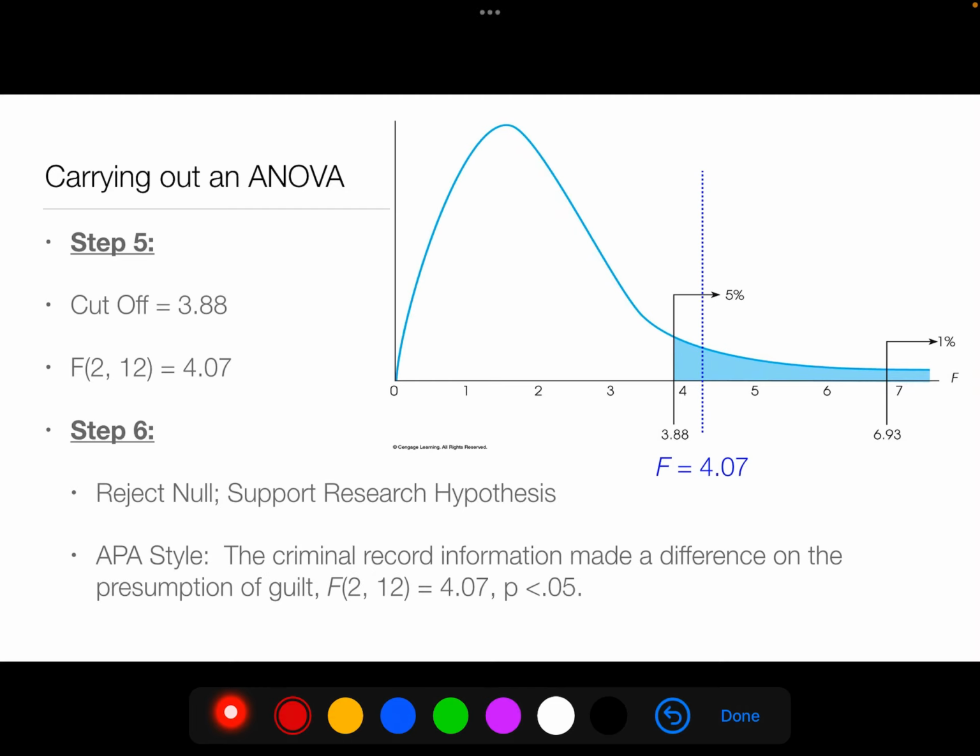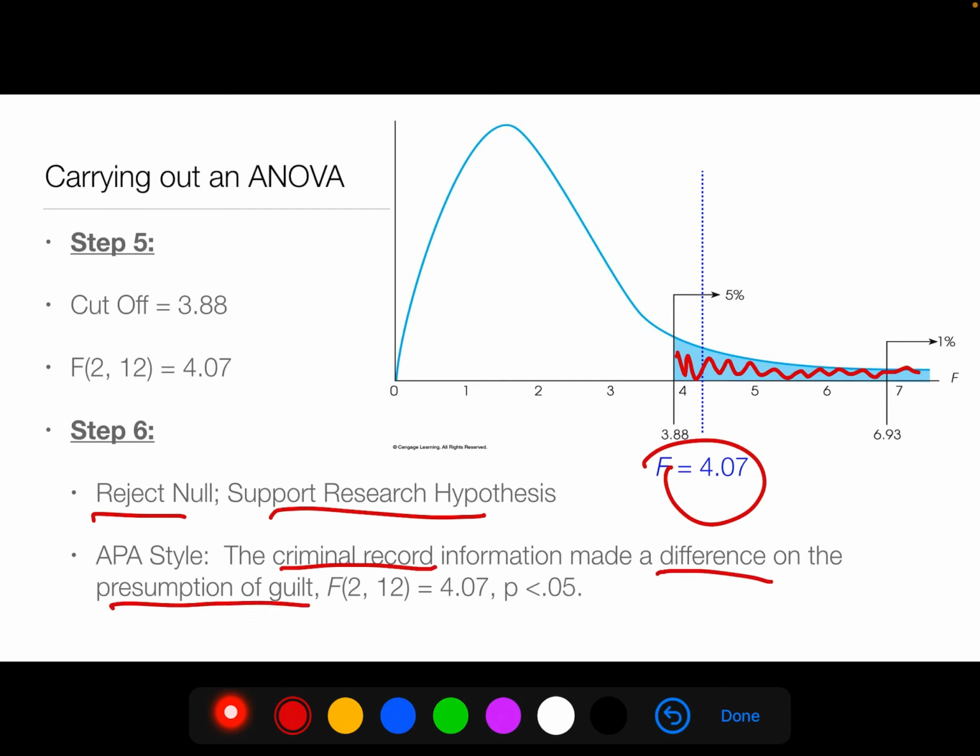And so we're going to be able to reject the null. Our value is in this critical region, right? So we're going to be able to reject the null and support our research hypothesis. An APA style finding here would again have what we manipulated. Our criminal record information made a difference. We don't know what kind of difference. We just know that there is a difference in our presumption of guilt.